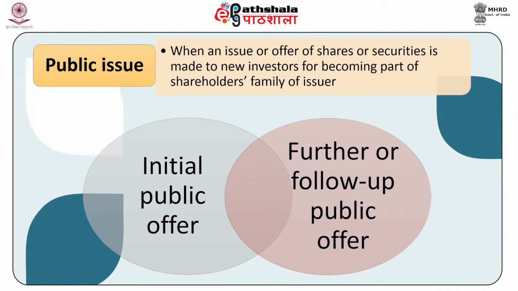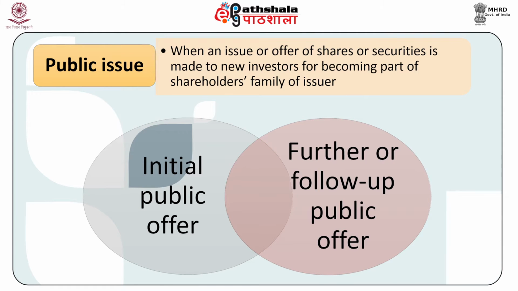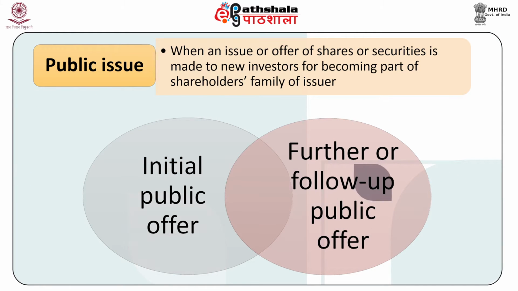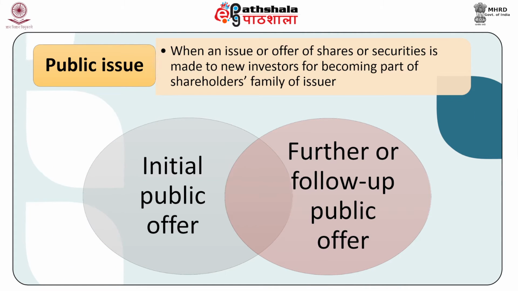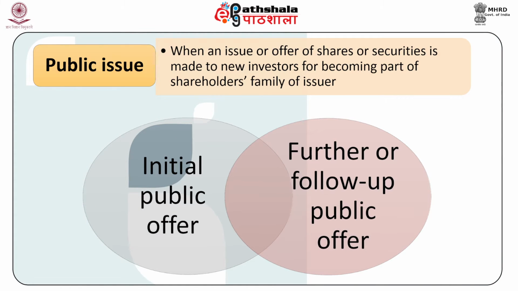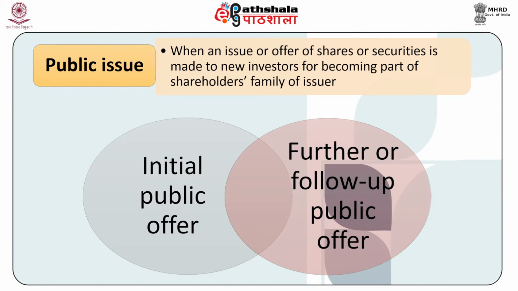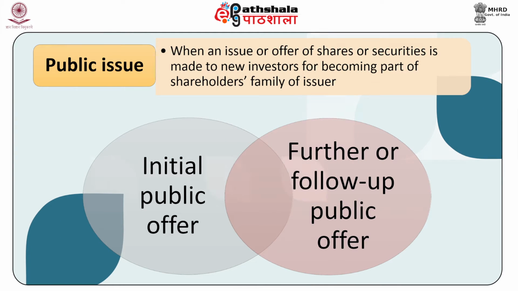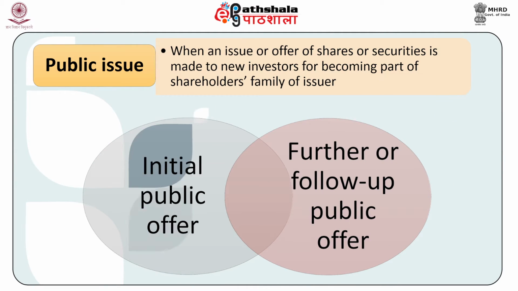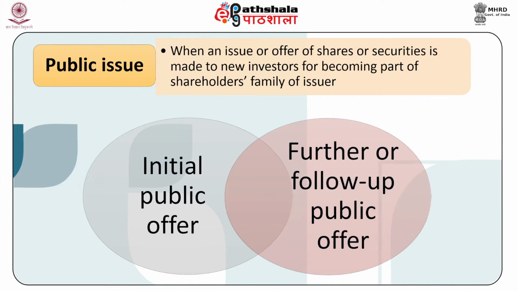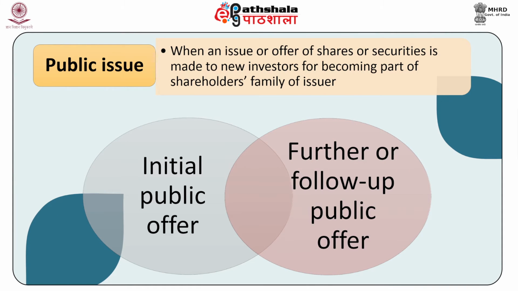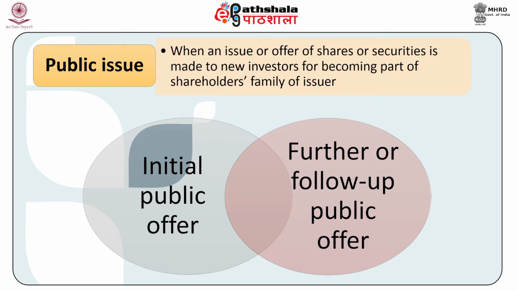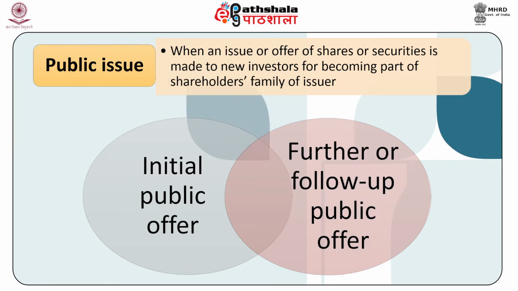One is public issue. When an issue or offer of shares or securities is made to new investors for becoming part of the shareholders' family of the issuer, it is called a public issue. It can be further divided into two parts. A. Initial public offer. According to SEBI, the Securities and Exchange Board of India, when an unlisted firm makes either a fresh issue of shares or convertible securities, or offers its existing shares or convertible securities for sale or both for the first time to the public, it is called an IPO.